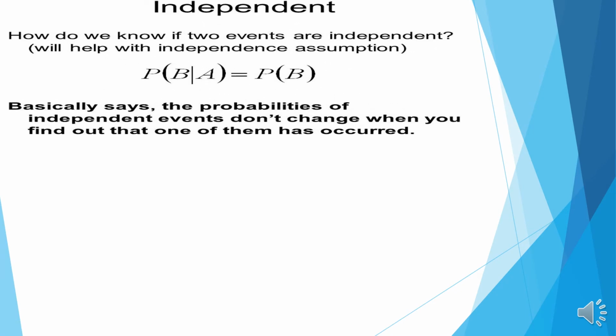Independent events. We have to know that if the two events are independent, the conditional probability of B given A, which is the probability of A intersection B over the probability of A. But since for independent events the probability of A intersection B is the probability of A times the probability of B, we simplify to get the probability of B.